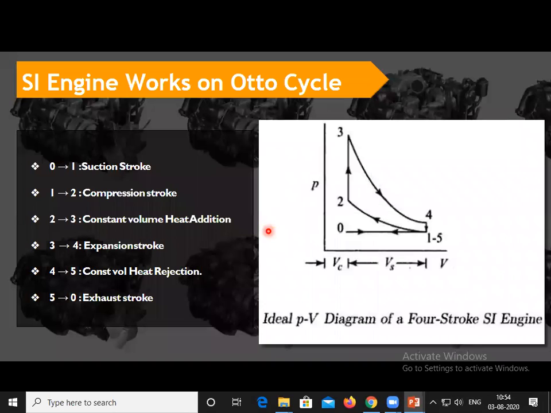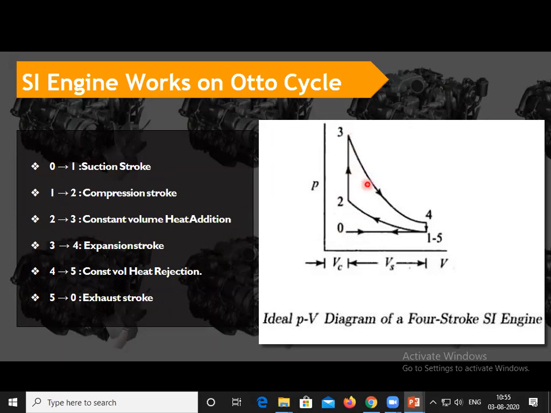Okay, we already know how it works. We have already gone through the working principles of both the two-stroke and four-stroke engines. Here, I'm going to show the four-stroke SI engine. See the processes here. Process 0 to 1 is the suction stroke, the second event, 1 to 2, is compression, and the third event, 2 to 3, is heat addition at constant volume.